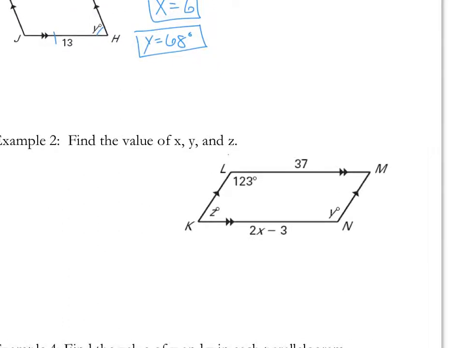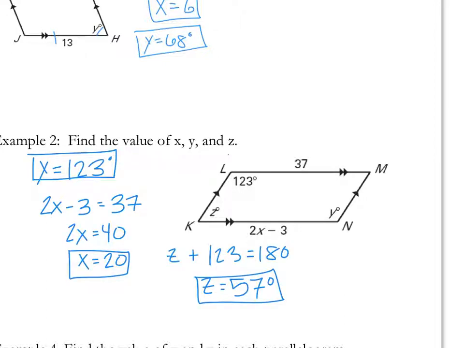So see if you can remember how to figure out this one, and then we'll talk about it. Okay, so y is 123 degrees because opposite angles are congruent. I did 37 equals 2x minus 3 because opposite sides are congruent, and I solved to get x is 20. And then I know that consecutive angles are supplementary. So if they're right next to each other, like z and 123 are, then I can add them up to 180, and I get 57.